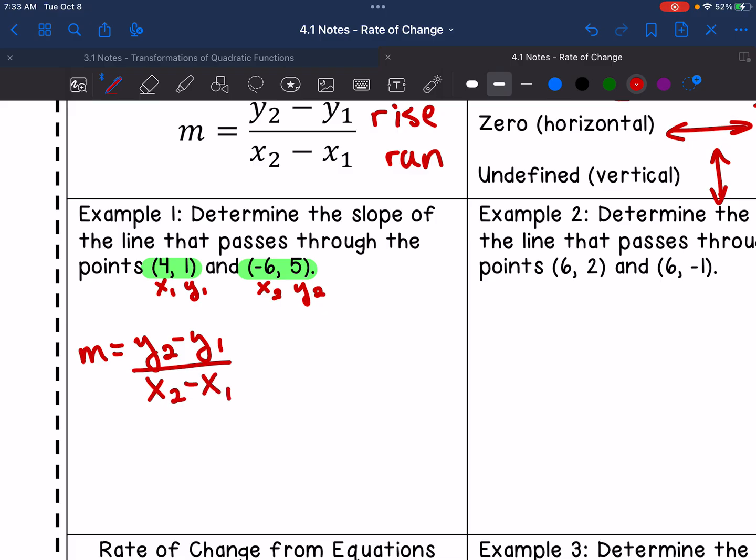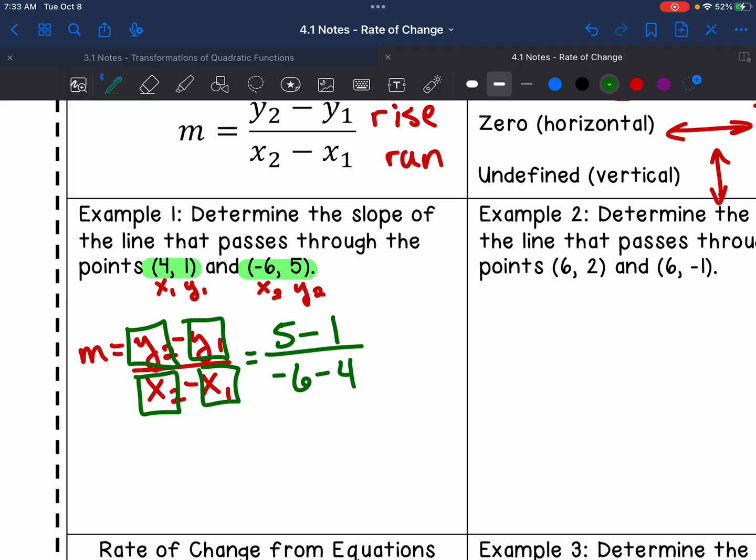So I'm going to fill in what I know about those 4 things. The minus signs are going to stay there, but I'm going to replace my variables. For the top it says y2 minus y1, so that's going to be 5 minus 1. Bottom is x2 minus x1, so that's negative 6 minus 4.